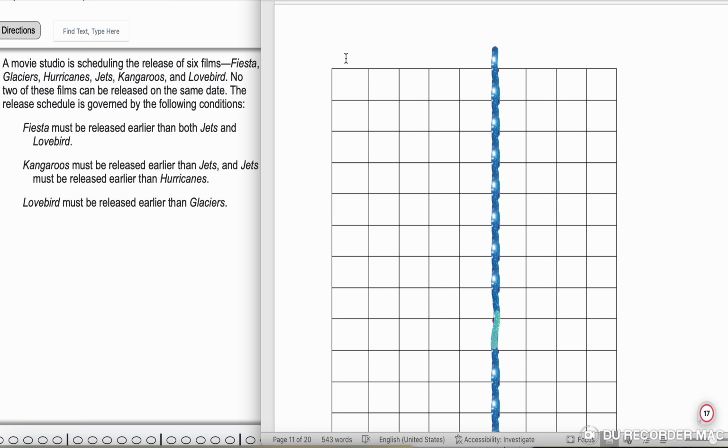A movie studio is scheduled to release 6 films: F, G, H, J, K, L. No two of these films can be released on the same date. The release schedule is governed by the following conditions.